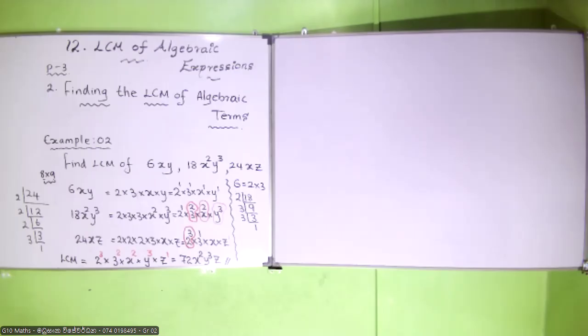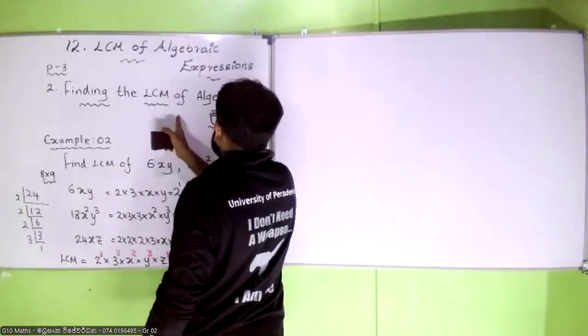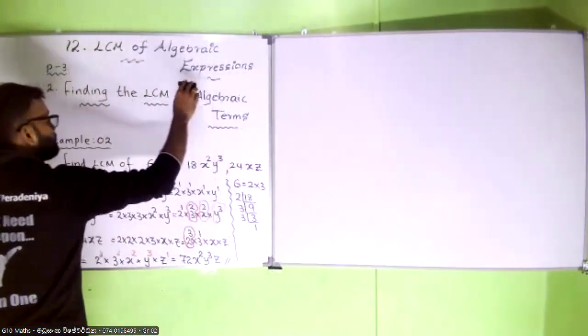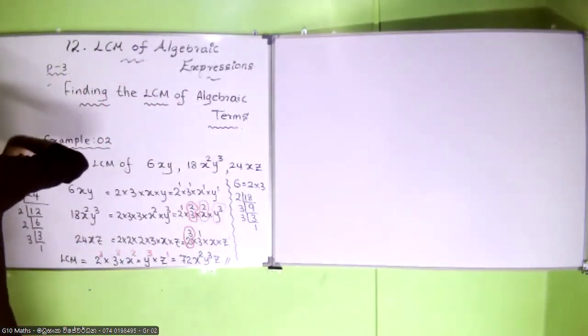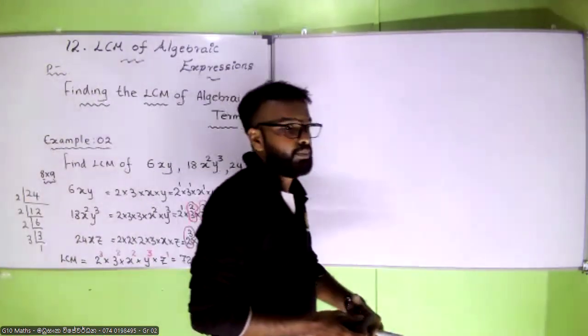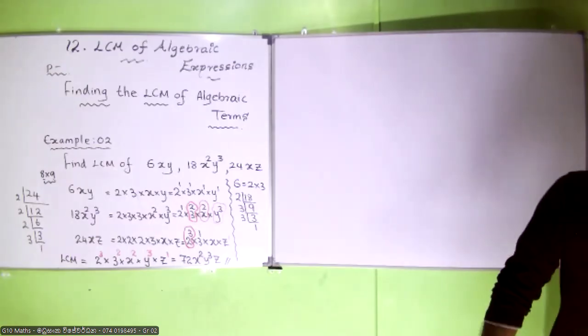Now we are moving to the greatest part. We just finished the second subtitle, and we are going to the third subtitle. So the third subtitle is find the LCM of.